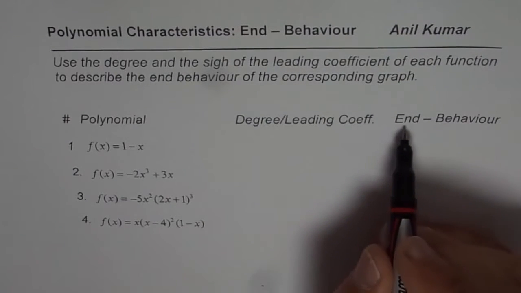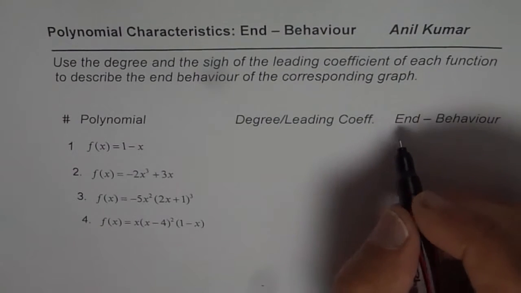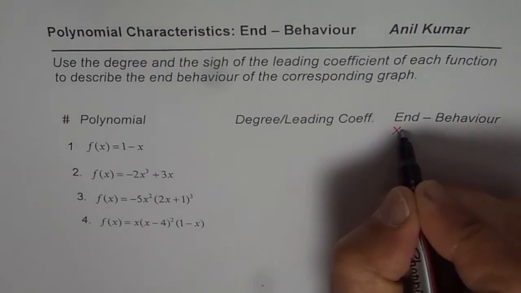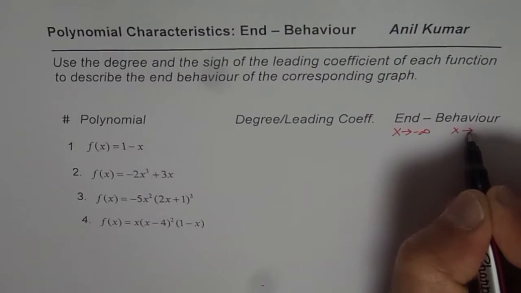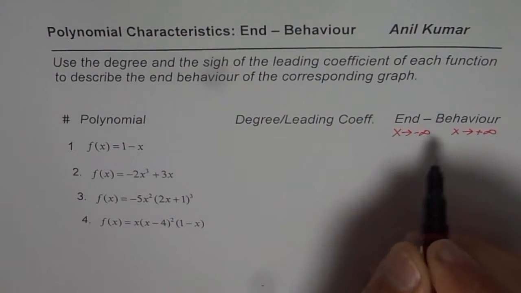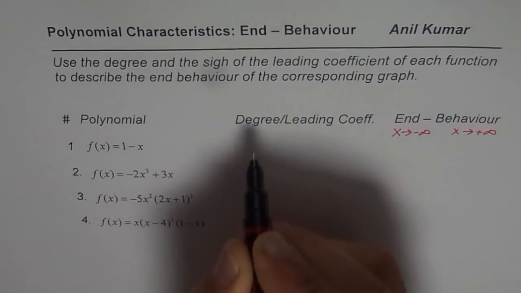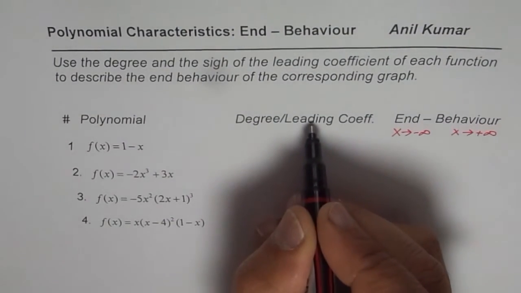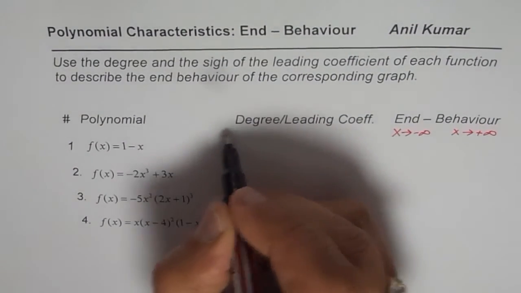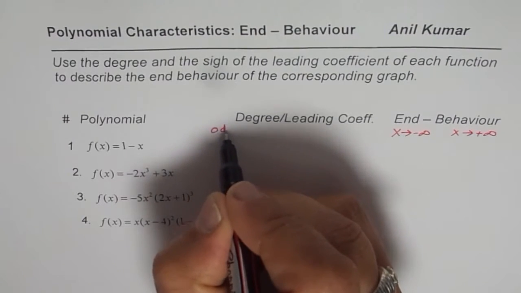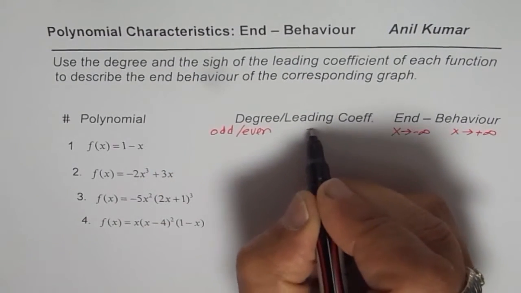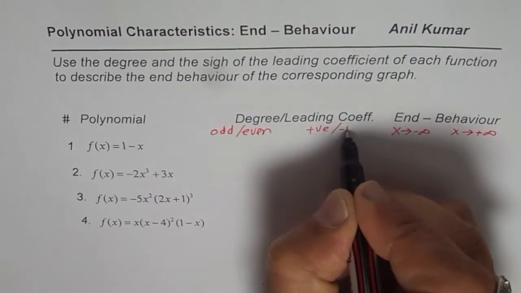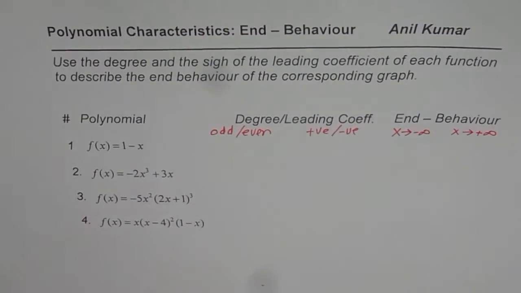When we need to write end behavior, we are trying to figure out what happens to the characteristics when x approaches negative infinity and when x approaches positive infinity. That characteristic is dependent on degree and on leading coefficient. In degree, we are basically seeing whether the degree is odd or even, right? And in leading coefficient, we are checking whether it is positive or negative. So that is kind of important for us.